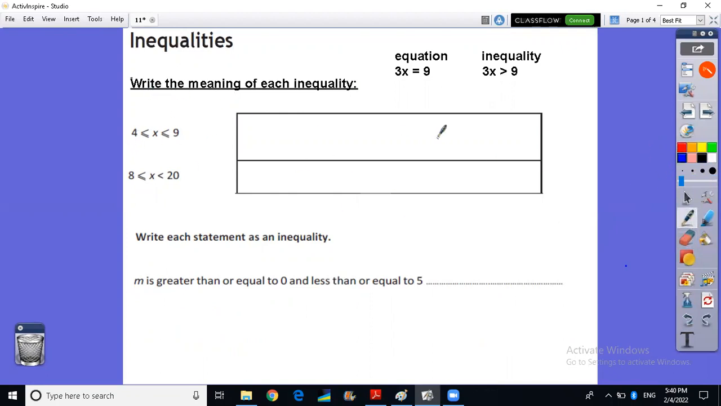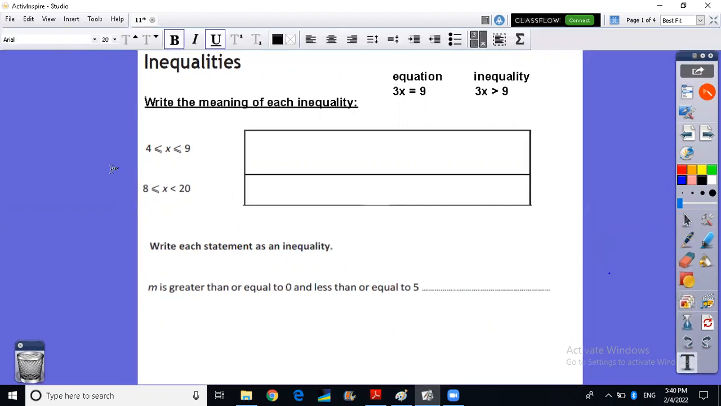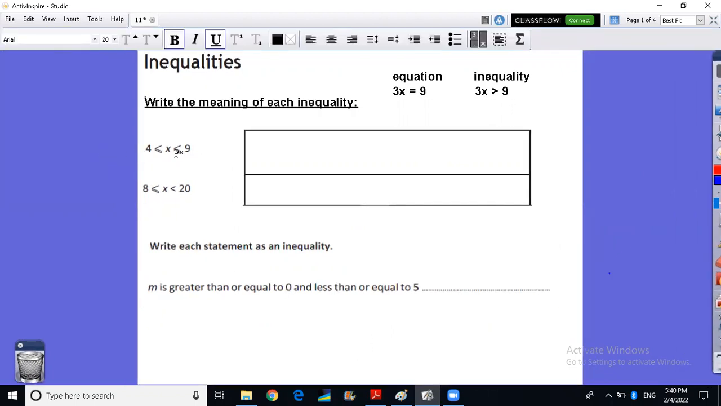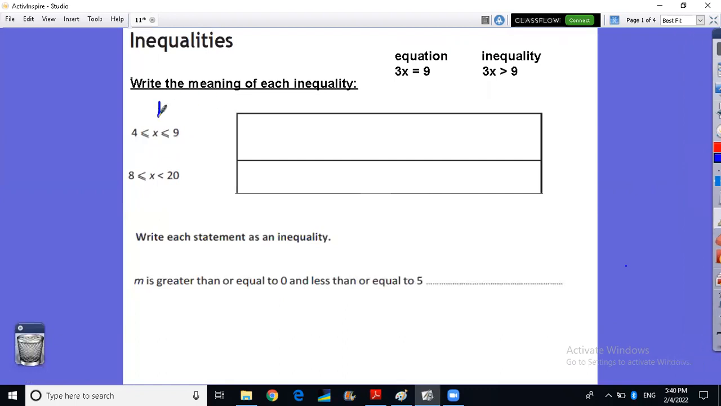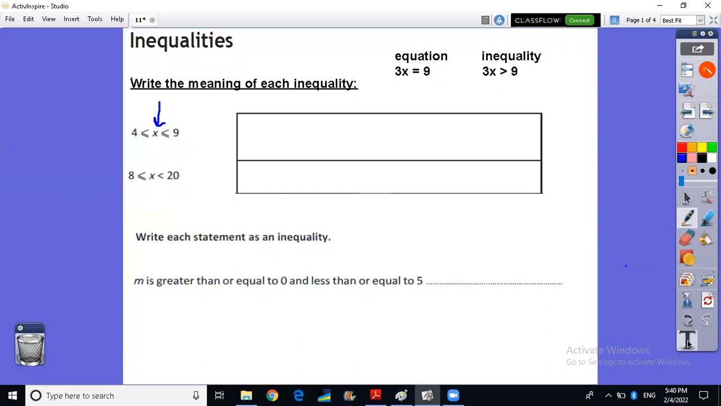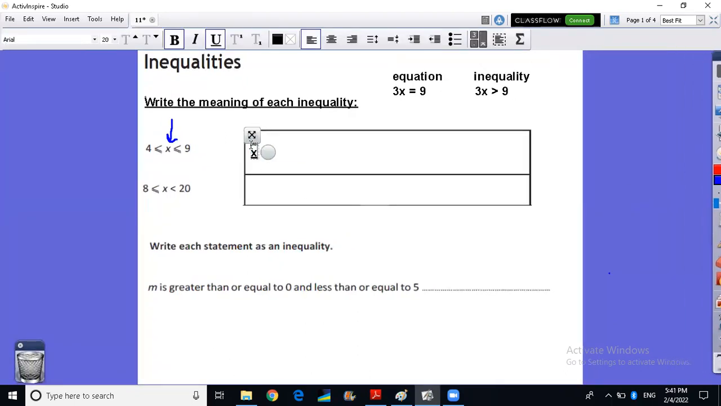Here, they want us to write the meaning of each inequality. How can we write the meaning of this inequality that we have over here? This is the first inequality. How can we write what it means? We're going to look here at the subject, at the variable that we have, which is x. What about x over here? x is what? This is what I need to write in the meaning of this inequality. So guys, this is how we're going to start it. x is, and then we're going to continue from here.